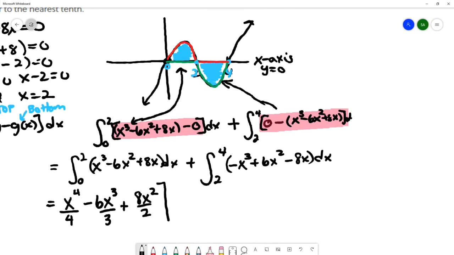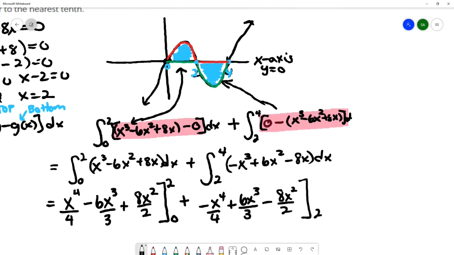And for 8x, I would have 8x squared over 2 using the power rule. Then I need to remind myself to evaluate at the bounds using that fundamental theorem of calculus. And I'll do the same thing with the other integral. The antiderivative of negative x cubed is negative x to the 4th over 4. The antiderivative of positive 6x squared is plus 6x cubed over 3. And the antiderivative of 8x is minus 8x squared over 2, and we'll evaluate from 2 to 4.